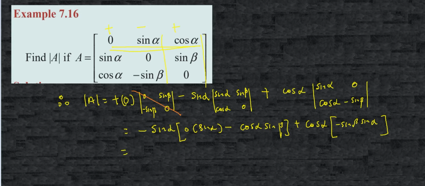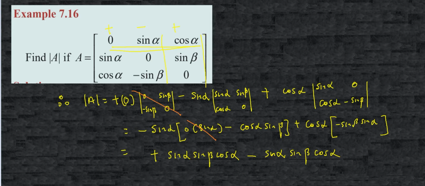Expanding, the first element would be 0. So we got a negative cos alpha sine beta multiplied with negative sine alpha. So that's going to be positive sine alpha, sine beta, and cos alpha. We got a positive cos alpha multiplied with negative sine beta and sine alpha. So it's going to be negative sine alpha, sine beta, and cos alpha.